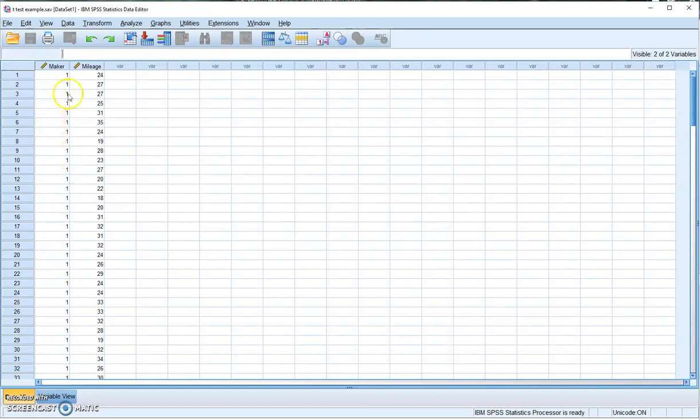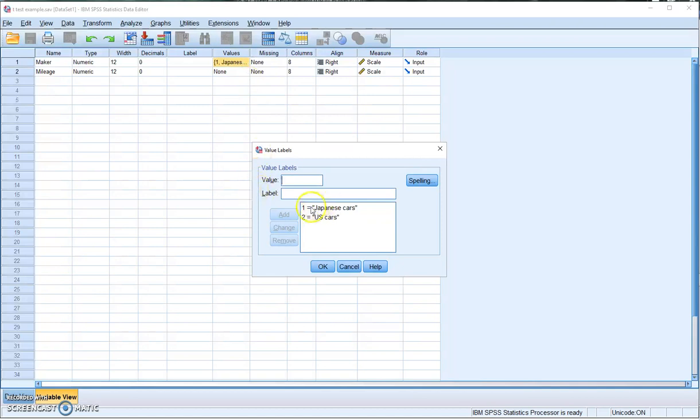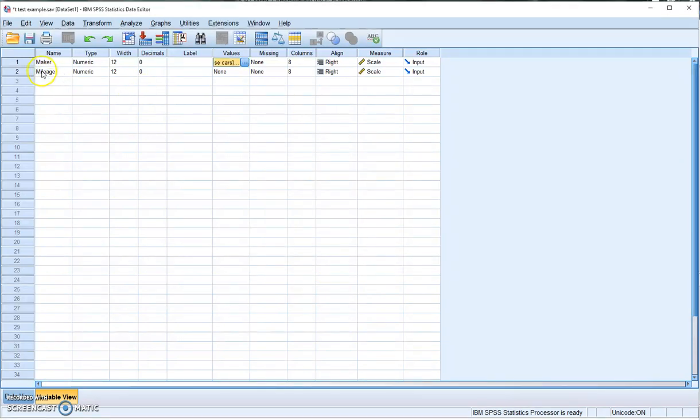You can see here in this data set, I have two variables. The first variable is where the car is made. This is a qualitative variable, dichotomous to be exact. It has two values. One stands for cars made by Japanese companies, and 2 stands for cars made here in the US. And the second variable I have here is the measure of mileage, which is a continuous variable.